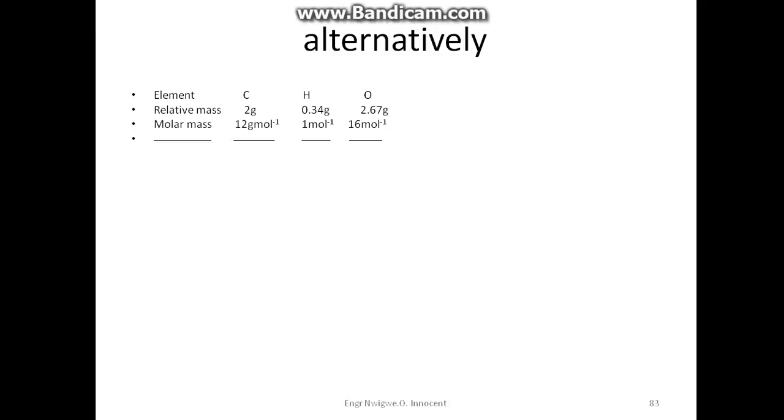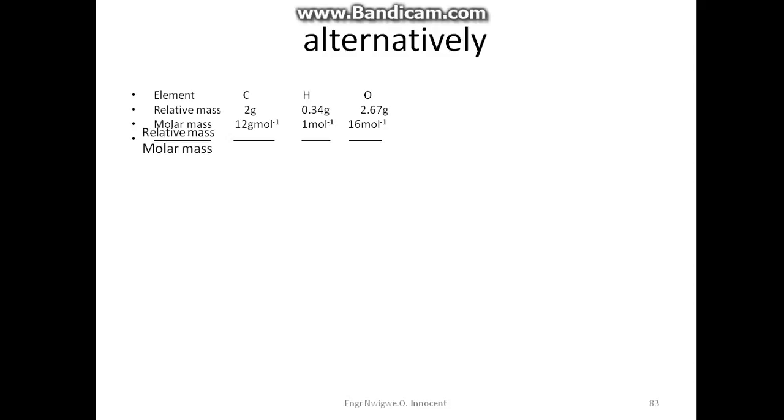Looking at the elements C for carbon, H for hydrogen, and O for oxygen, the relative mass of carbon is 2 gram, for hydrogen is 0.34 gram, and for oxygen is 2.67 gram. The molar mass for carbon is 12 gram per mole. For hydrogen is 1 gram per mole, while for oxygen is 16 gram per mole.